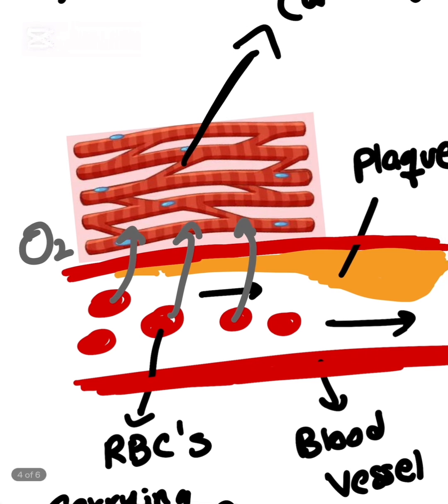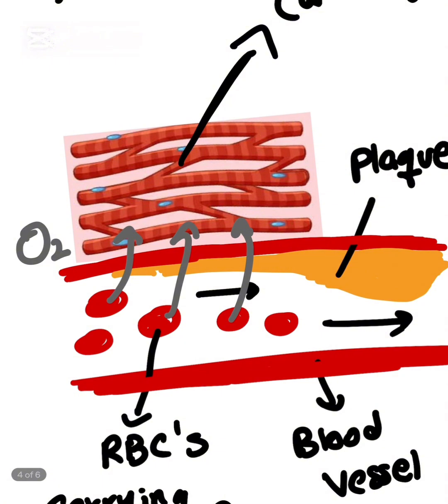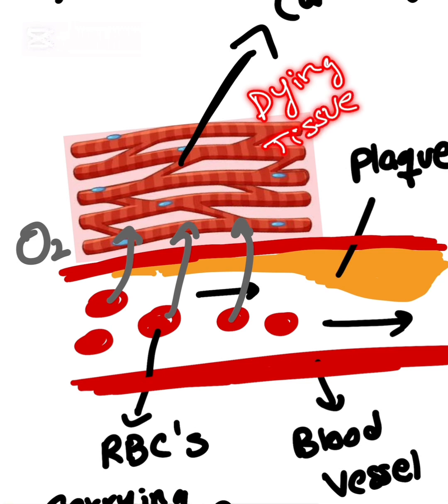Now, if you see that the plaque has started to build up inside these coronary arteries, once this happens, the blood cannot properly flow into the artery. When that happens, the oxygen is not being supplied to the cardiomyocytes. So when the oxygen is not being supplied, what actually happens is the tissue of the cardiomyocytes starts to die. So the dying tissue is ultimately what we call the formation of an infarct.